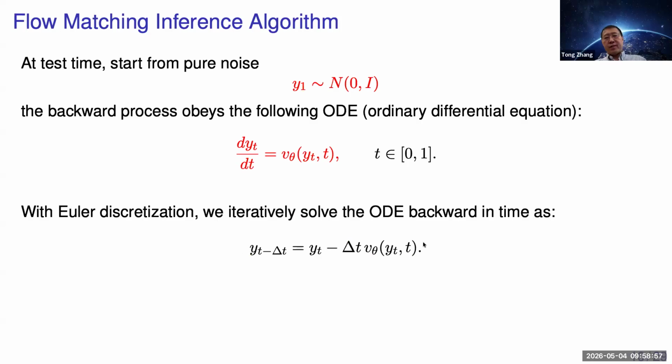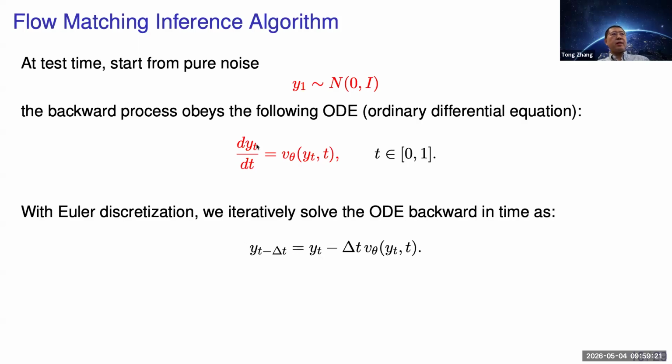You have a discrete version, which is basically like this. This one and this one are the same when delta t goes to infinitely small. This is Euler's method for solving this. Essentially, this is the continuous version and this is the discretized version, which approximately solves it. So this is our inference algorithm, right?